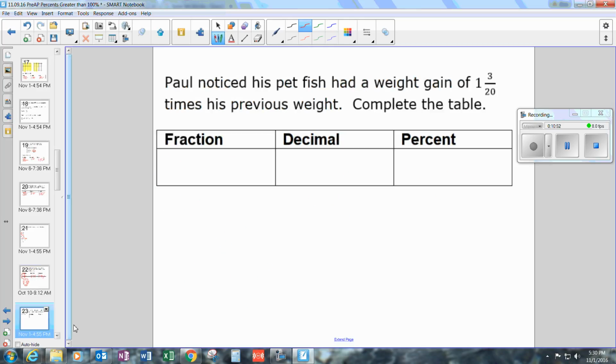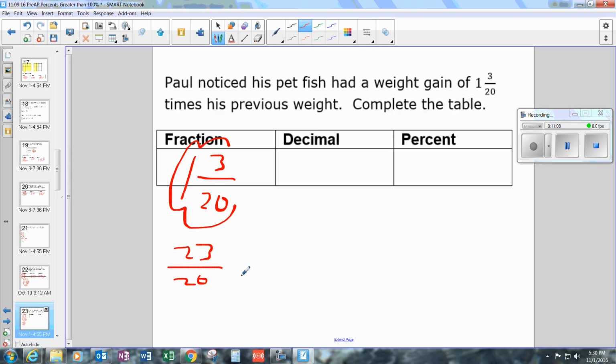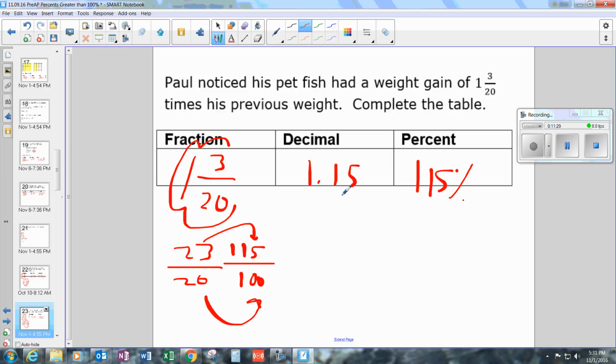And a last question. Paul noticed his pet fish had a weight gain of 1 3/20 times his previous weight. Complete the table. So what would this be as an improper fraction? It would be 23/20. A percent, again, is per 100. So can you build this up to 100? That's times 5. That would be 115 hundredths, or 115%. What is the decimal equivalency? 100 goes into 115 one time. You have 15 left over out of 100, so it's 1 and 15 hundredths.